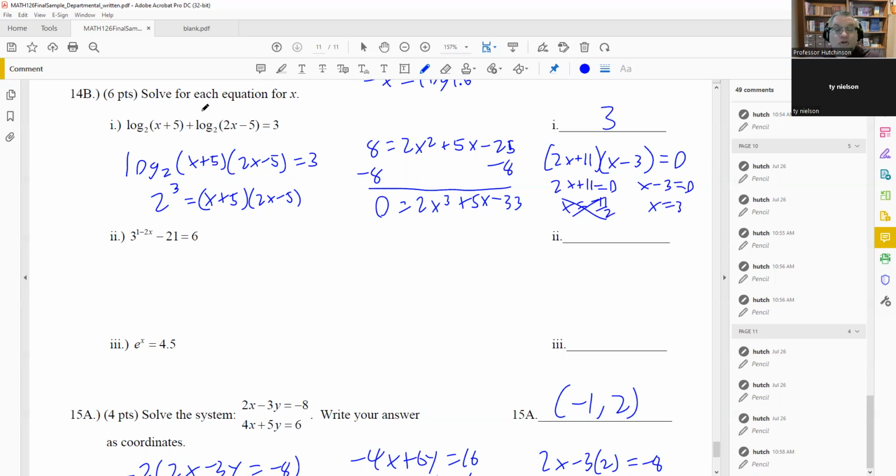So for log problems, you always want to make sure you check your answers that you get to make sure they work in the original one.